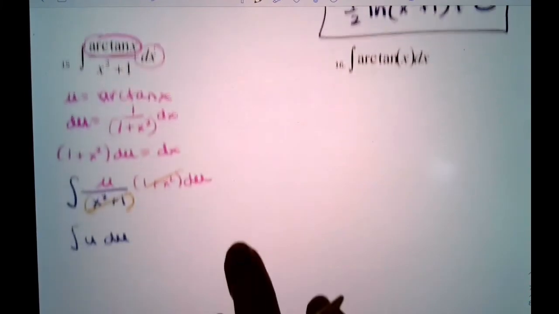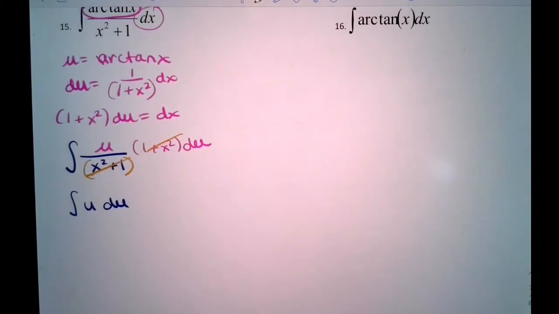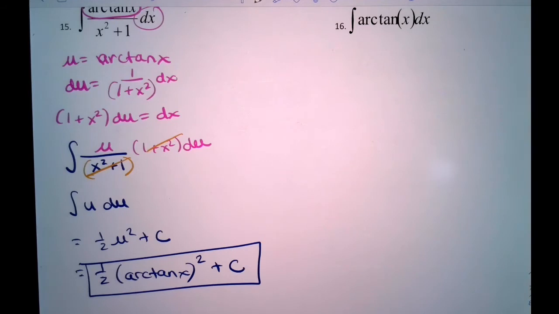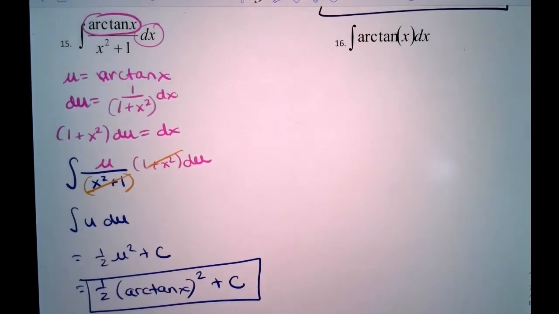So make sure you actually find the antiderivative here. You've done all of this work. Your antiderivative is 1/2 u squared plus c. And so that would be 1/2 arctan x squared plus c. There's my antiderivative. So again, this is all your job. This is a basic u sub, but pretty advanced. We're talking about fancier styles of integrals.